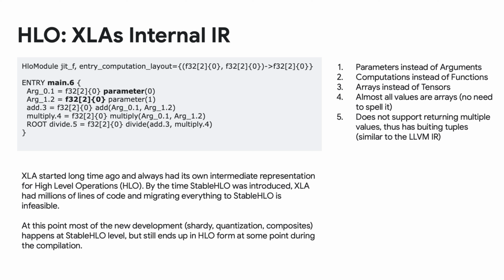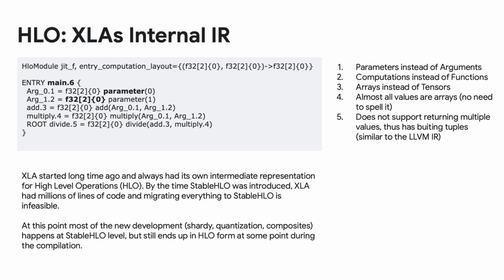And because almost everything is an array, remember XLA is a language for accelerating linear algebra, every temporary, every intermediate is an array, so you don't have to spell it. You just spell the shape, and you know that's an array. And it doesn't support returning multiple values. So that's why we have tuples, and I think this was inherited from LLVM. LLVM also doesn't support returning multiple values. You have structs, and that's why we have tuples.